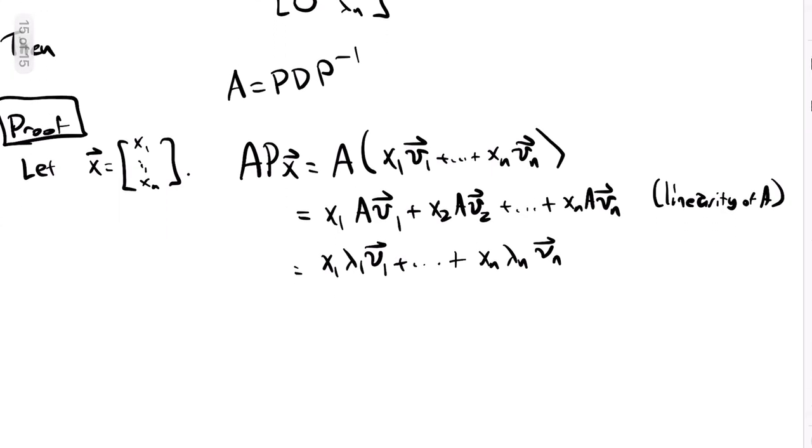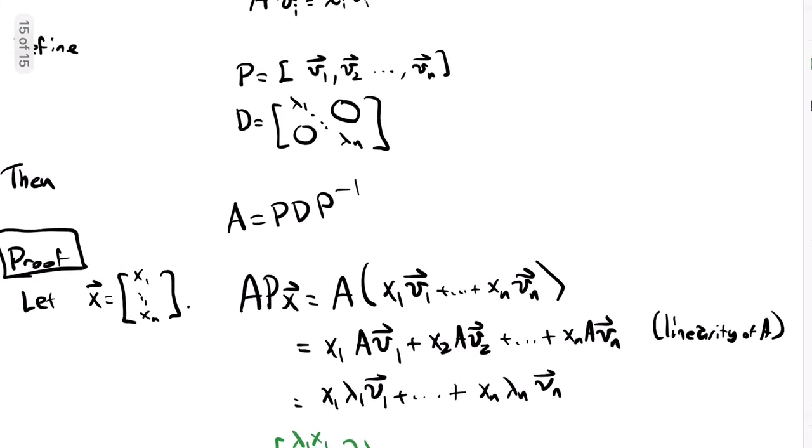On the other hand, what does PD look like? So I'll switch colors here. PDx. Well, what does a diagonal matrix times a vector x give us? It's just going to scale the first component by lambda 1, the second component by lambda 2, and so on.